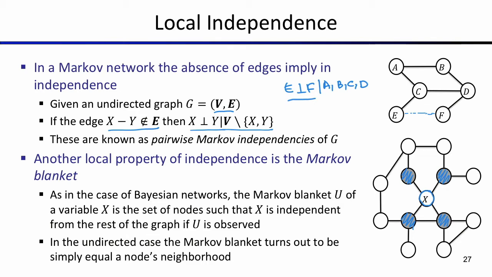And you probably remember when we saw this idea of Markov blankets for the Bayesian networks. In the case of the Bayesian networks, the Markov blanket was a little bit complicated because it was composed of the children of x, the parents of x, and the spouses of x. But now for the Markov networks, the Markov blanket is very simple. We just take the neighborhood of x, and that's going to be its Markov blanket.